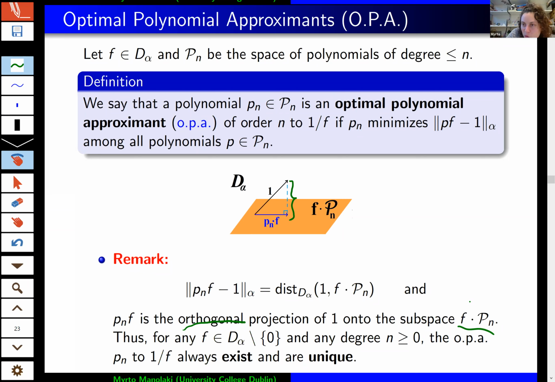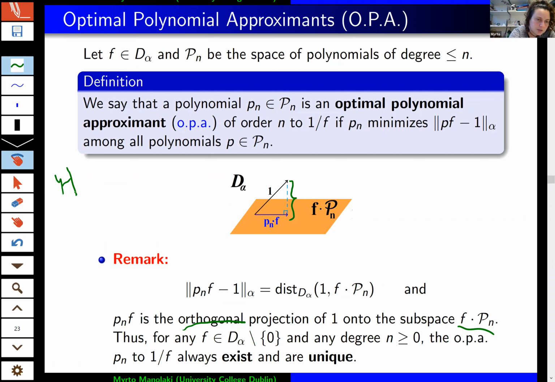This is important because it tells us that OPAs always exist. And in fact, if you don't select f to be the zero function, they will also be unique. So f will never be the identically zero function. So OPAs always exist and they are unique. So we have a uniquely determined family of OPAs. Now, of course, someone would think, oh, let's take the Taylor polynomials of 1 over f.